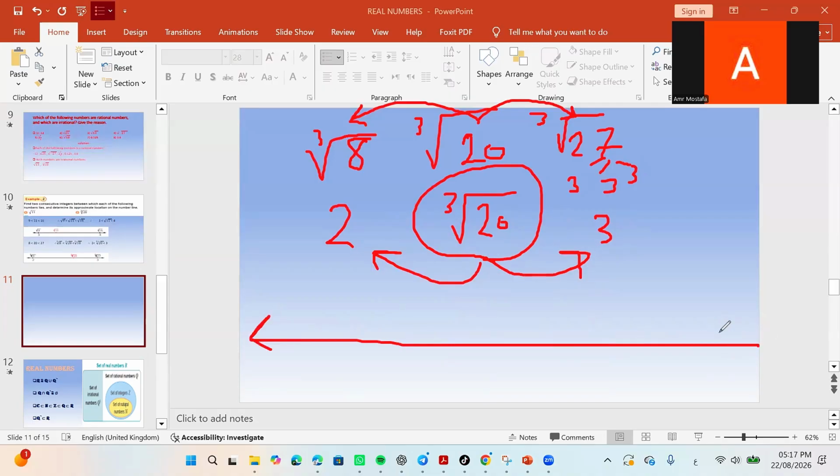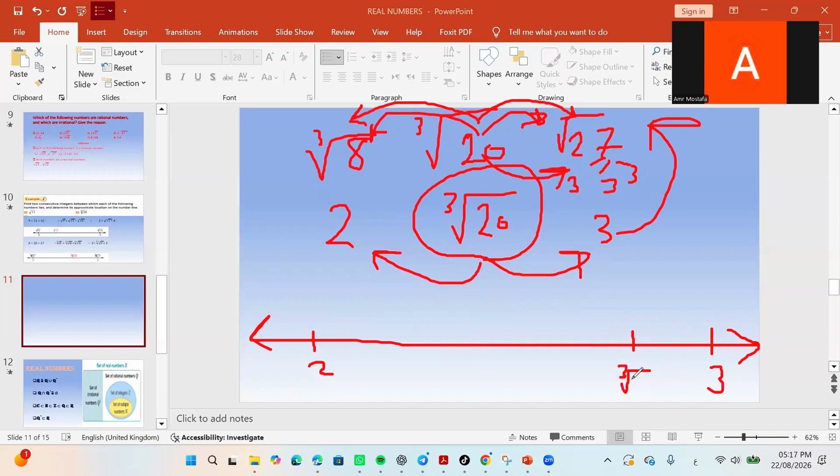We have to draw the number line. Here 2 and here 3. 20 is nearer to 27 than to 8. So I will make it near to 3, because 3 is the cube root of 27. Here, cube root 20.